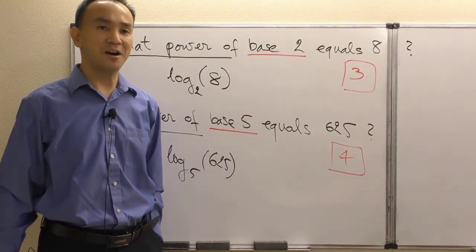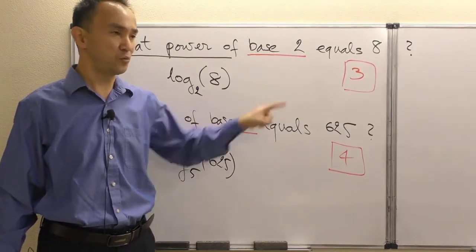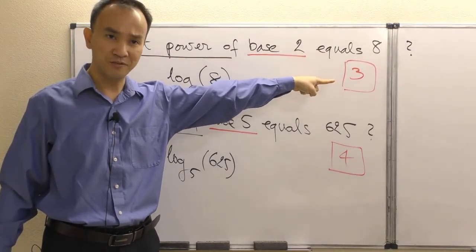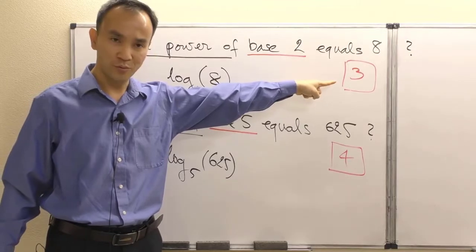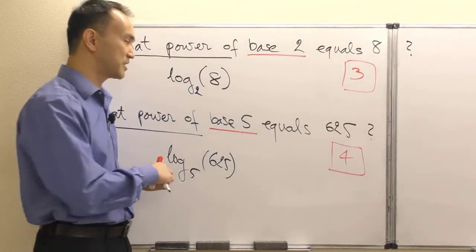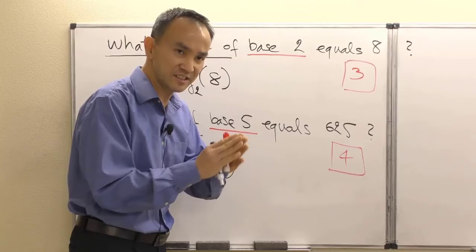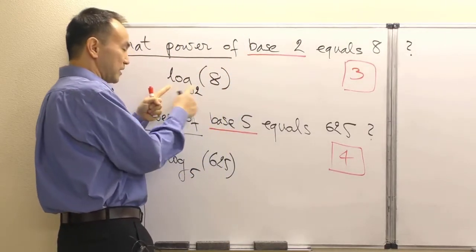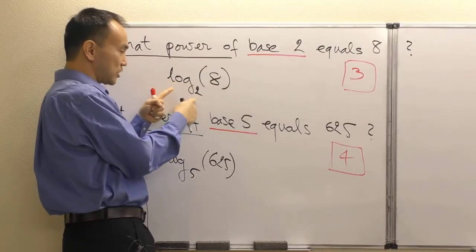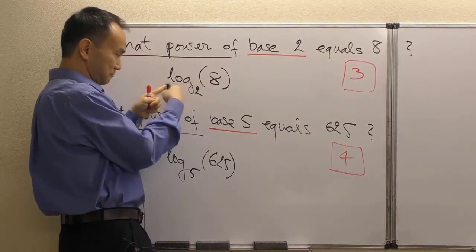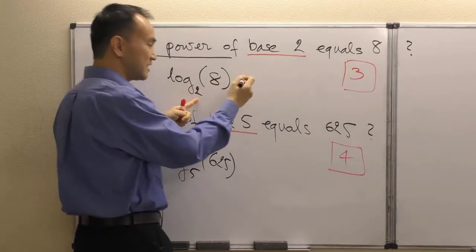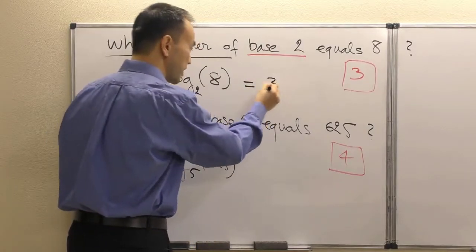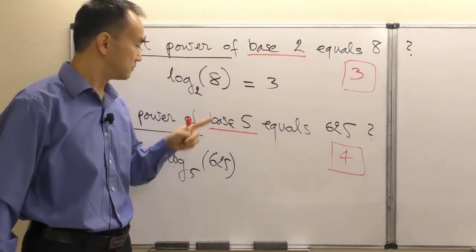Now here's how we put all the elements together. We have already found the answer to this question previously. The answer to that question was 3. So here's how I'm stating it, mathematically, as a symbolic statement. To answer this question, log base 2 of 8, or what power of base 2 equals 8? The answer is, that's why the equal sign comes in, the answer is 3.